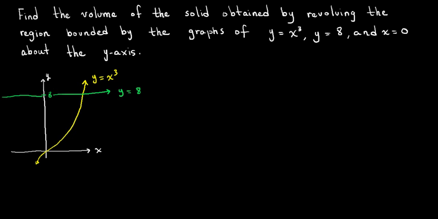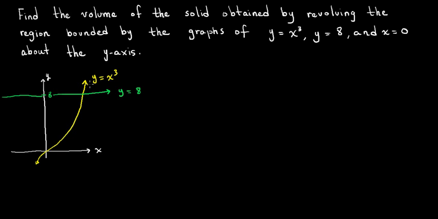Alright, so here's another example where we have to find the volume of a solid. So again, the problem states: find the volume of the solid obtained by revolving the region bounded by the graphs of y equals x cubed, y equals 8, and x equals 0 about the x-axis.